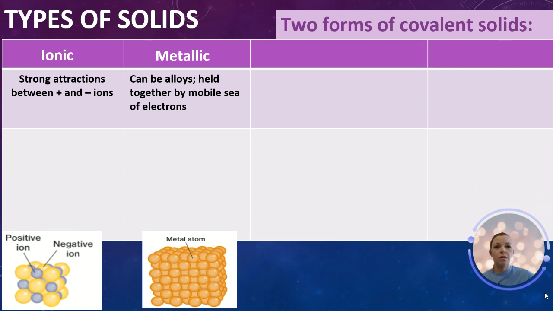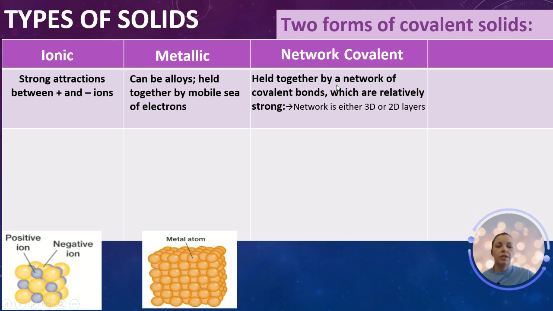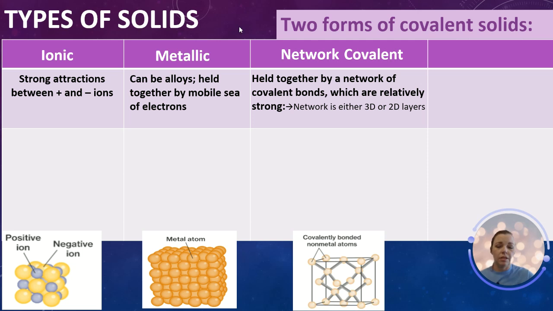Let me move my face down here. We have network covalent, which is held together by a network of covalent bonds, and those are relatively strong. And then that network can either be in three-dimensional or two-dimensional layers. And then this is kind of what that looks like. So this is a stronger attractive force than an intermolecular force. This is a bond. So we have overlapping electron clouds and the sharing of electrons between the atoms. So that's what makes network covalent solids very, very distinct in terms of their properties.